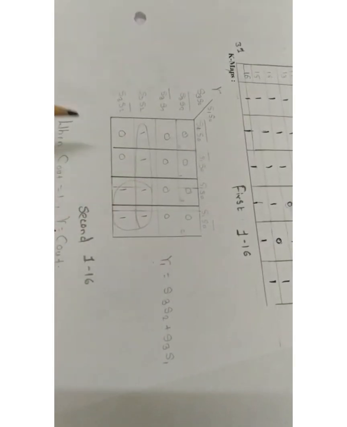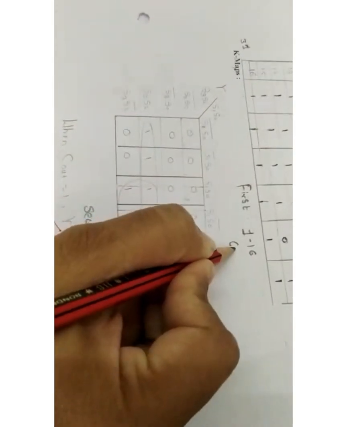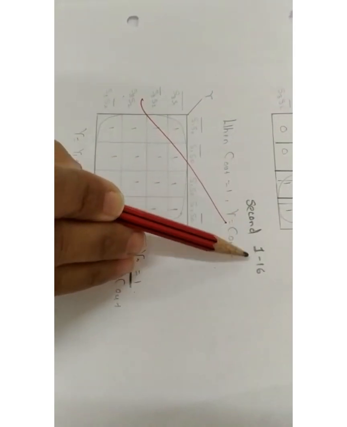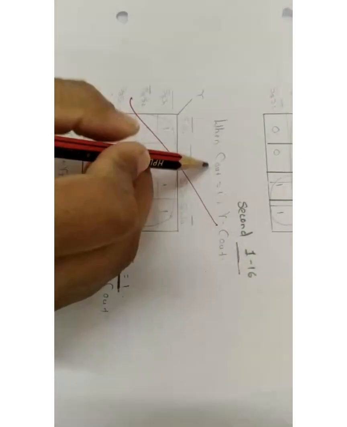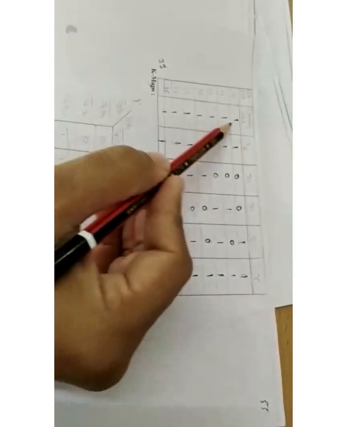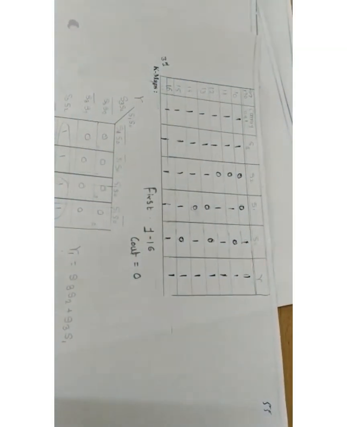So now I also have to look at C out. For that C out, for the first 1 to 16 combination, what was my C out? 0. So my C out is 0. Okay, now when I took the second 1 to 16 combination, in that my C out is 1. So you can see in the truth table that for the next 1 to 16 combination my C out is 1. Okay, so you are getting the C out equals to 1.